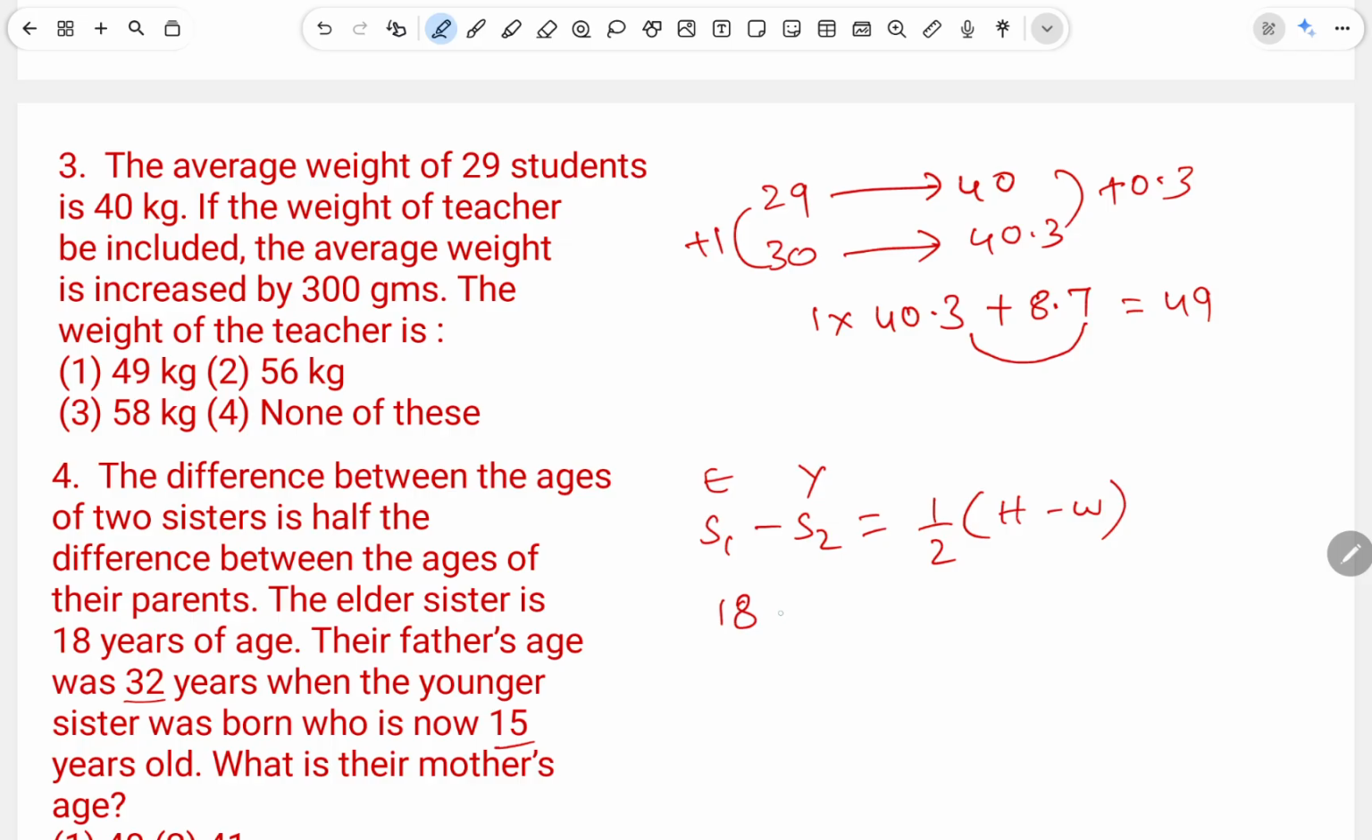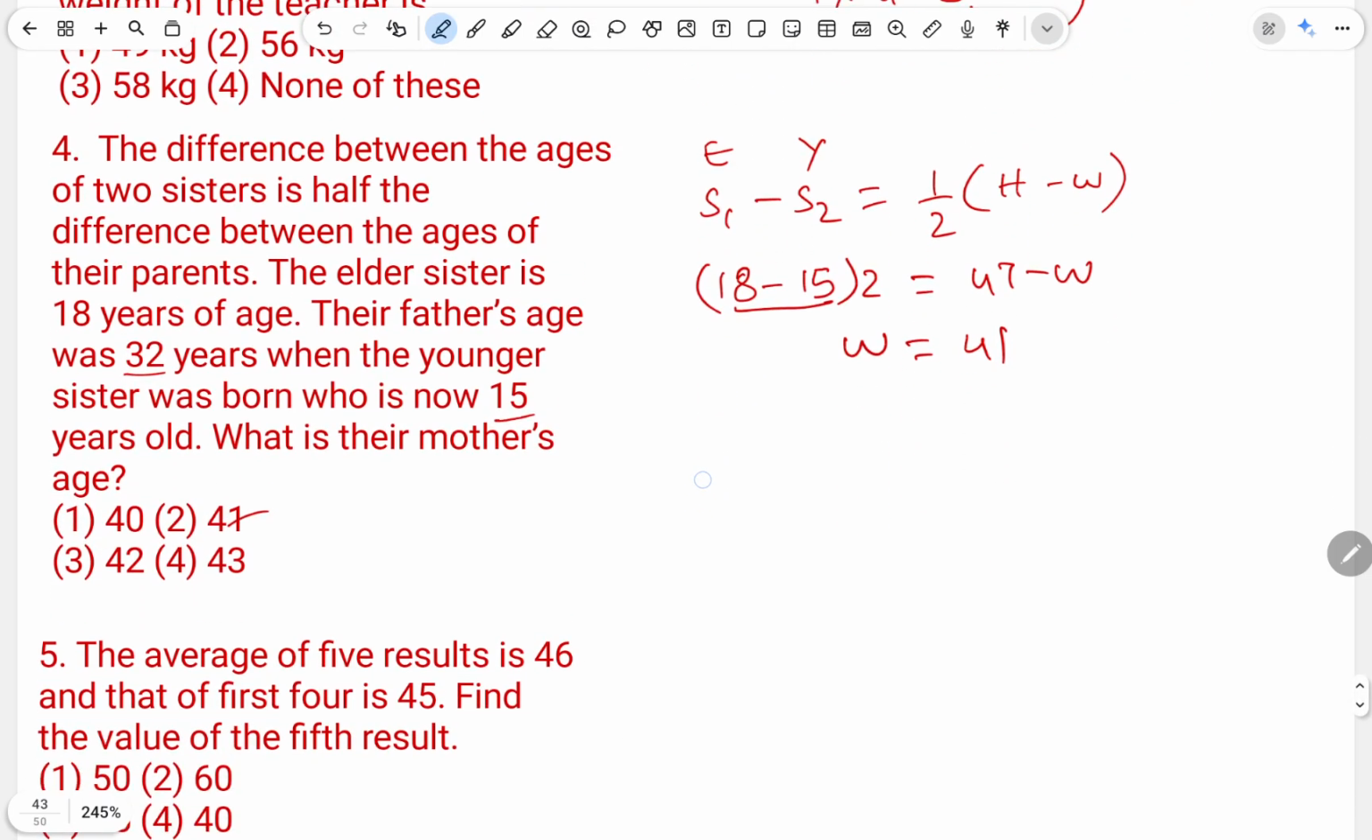So what is their mother's age? The difference between the sisters is 3. Now this half, if it comes this side into 2, is equal to 47 minus the wife. So this becomes 3 into 2, 6. 47 minus 6 is 41 years. Mother's age is 41 years.